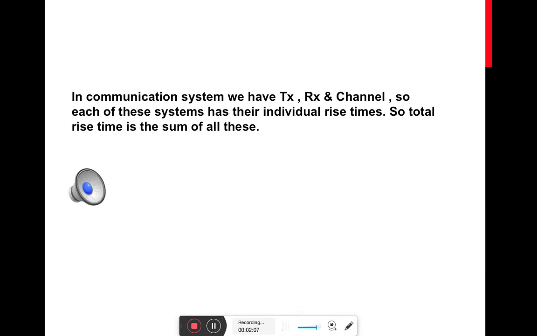So in a communication system, we have each of these modules: transmitter module, the channel, and the receiver. Each of these electronic systems has its own rise time, like the time taken for a system to reach the steady state response to 90%. So the total rise time will be the collective rise time of each of the transmitter, receiver, and the channel.